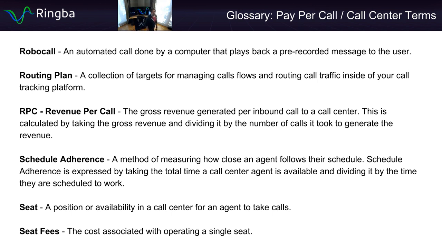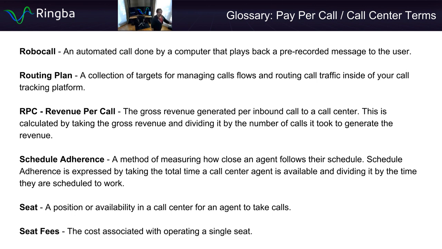Routing plan. This is a collection of targets for managing call flows and routing call traffic inside of your tracking platform. And so inside of Ringba, when you create a campaign, you're going to create a routing plan. And inside that routing plan, you add all of your different buyers and targets and configure all the rules around where your phone calls go. And so that's why we call it a routing plan. It's a plan for where all your calls go, and then we automatically handle everything for you.